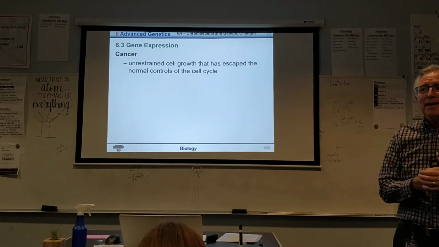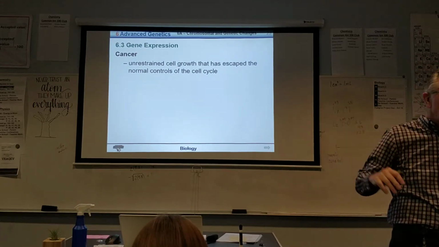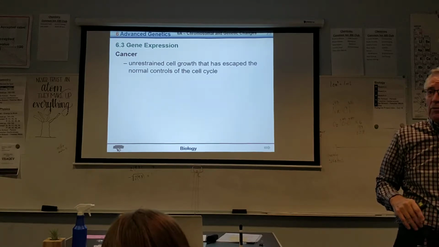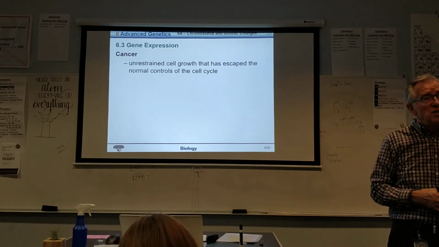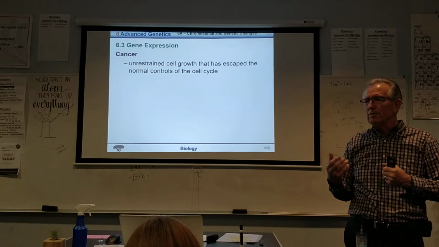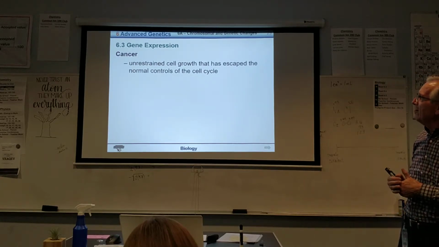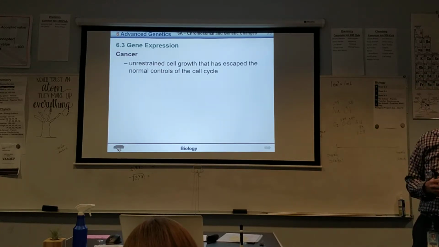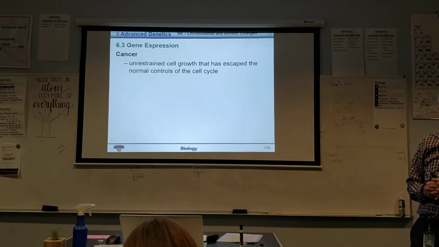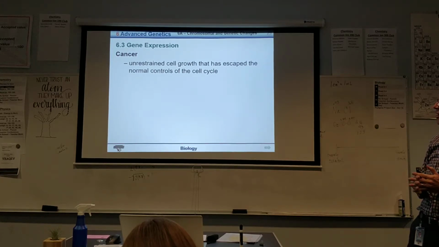Now, let's talk about cancer, because that's kind of what comes up in this topic of cells differentiating. Sometimes cells become cancerous. Our definition that we're using in this book, and is commonly used, I think, is that cancer is an unrestrained cell growth.